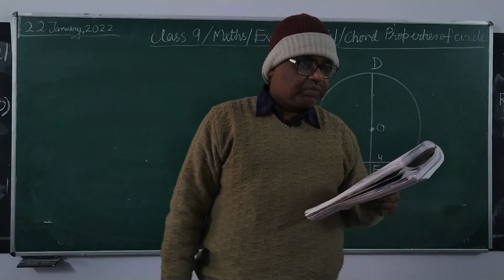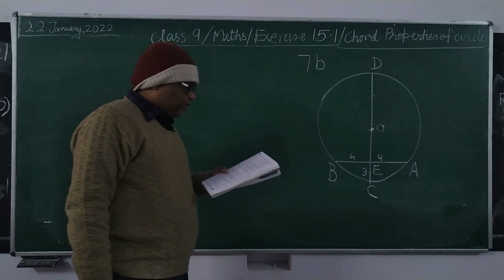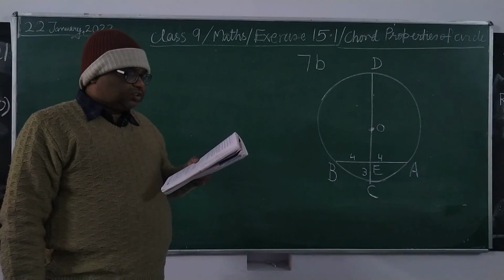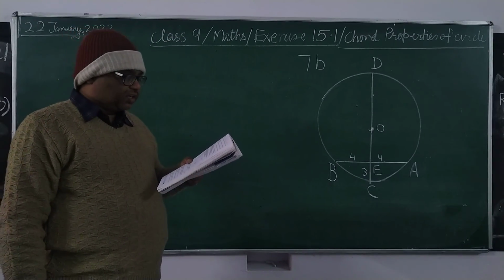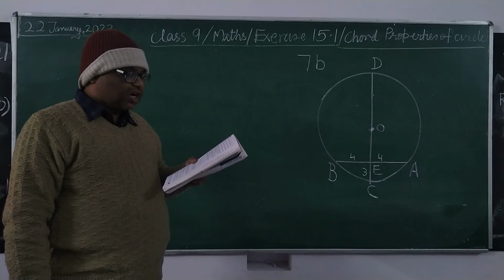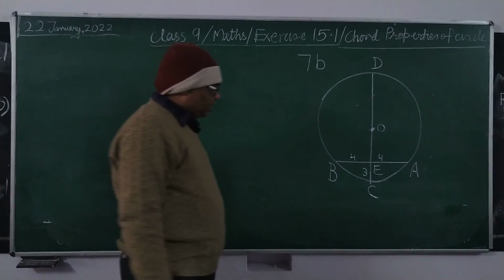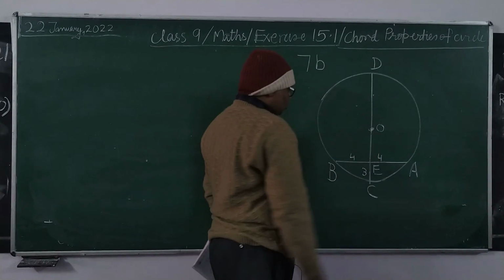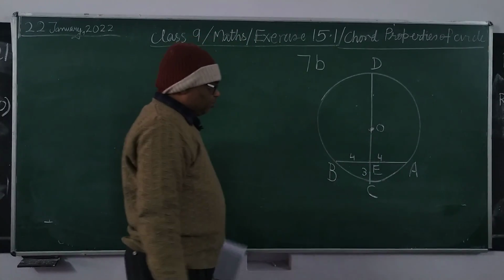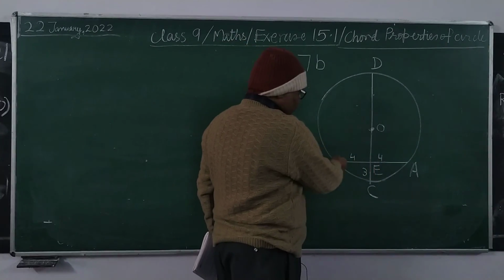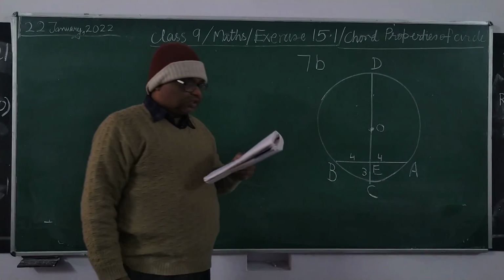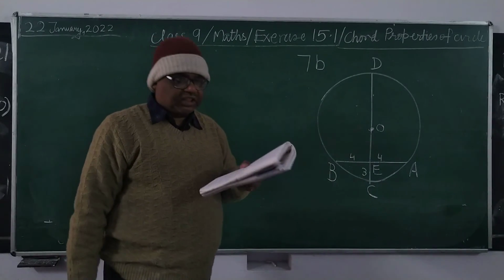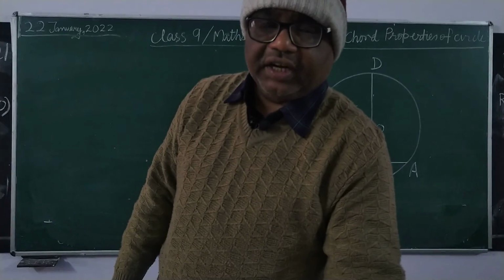Now you see the question number 7b. In the figure given below, CD is the diameter of the circle which meets chord AB in E such that AE equals BE equals 4 centimeter. Means AE and BE are equal to 4 centimeter. CE is given as 3 centimeter. You have to find the radius.